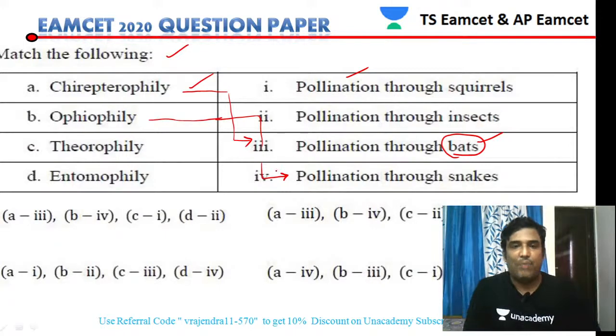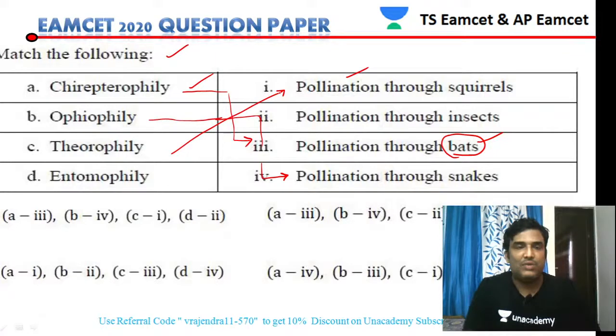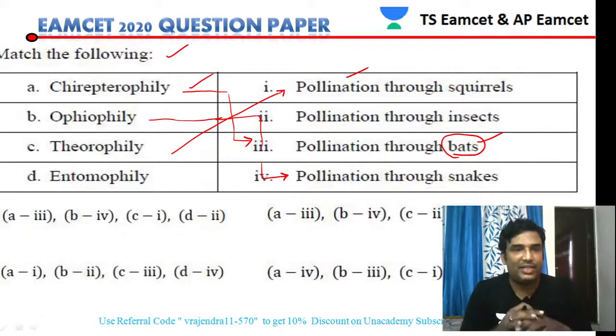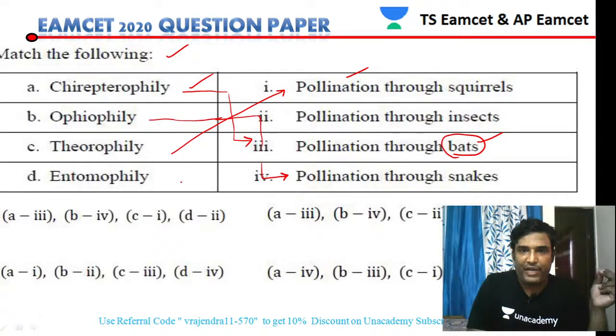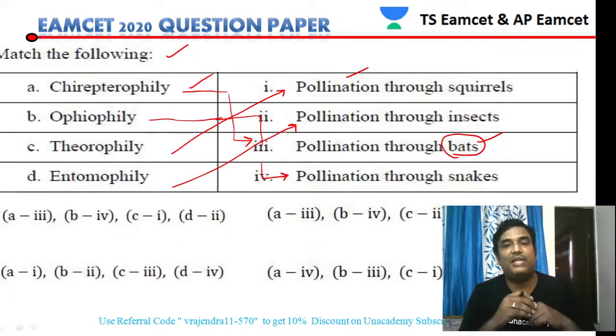So if pollination happens through snakes, we call it ophiophily. Then therophily: taking therophily, it is pollination by squirrels. So if pollination happens through squirrels, it is called therophily. Then entomophily means pollination through insects. So if pollination is by insects, we call it entomophily.